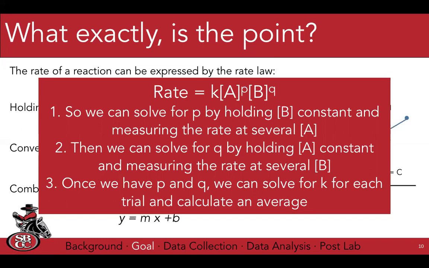And then once we know the values of P and Q, and remember, it's going to be 0, 1, or 2, I promise you. And if it's a little bit off, we're going to round to the nearest whole number. We're just going to keep it that simple this week. Once we have P and Q, and we know for any run the rate and the concentrations of A and B, we plug all of that in and we can solve for K for each run. And we'll have 5 K values and we'll take an average.